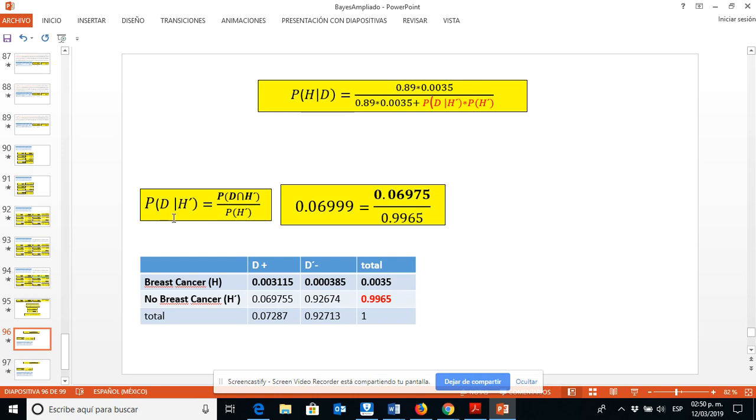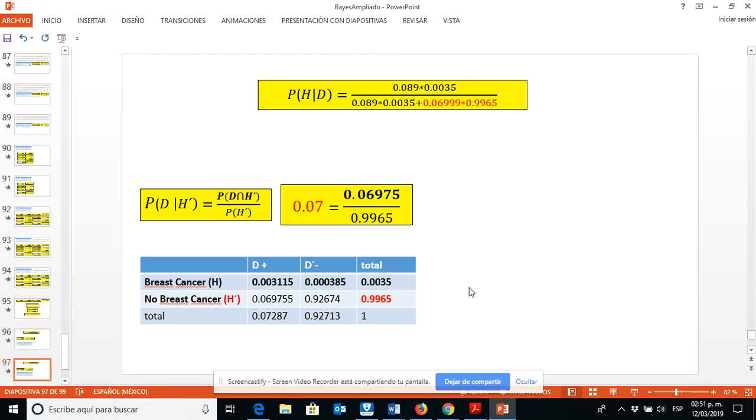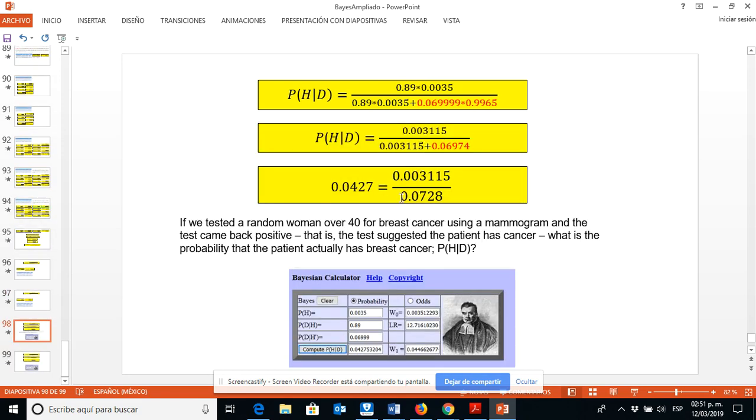And this is the one we are looking for. The probability of D given H prime is 0.0699. And the marginal probability of H prime, which is no breast cancer, is easy to identify, is 0.9965. So now we have all the numbers in our formula, so we can make the calculations, and our result is 0.0427.